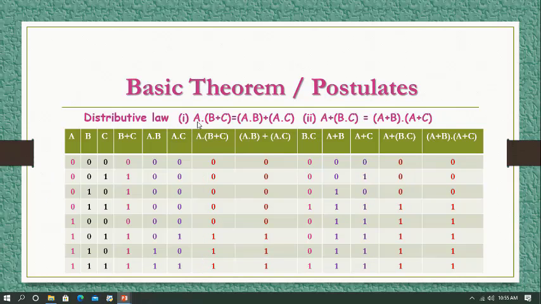And distributive law: a dot b plus c results in a dot b plus a dot c. Similarly, the dual of the expression is a plus b dot c, and this is equal to a plus b dot a plus c. We have verified the result of distributive law using truth table. So for the first part, a dot b plus c and a dot b plus a dot c, we can see that the results of both are the same. The results of a plus b dot c and a plus b dot a plus c are also the same.